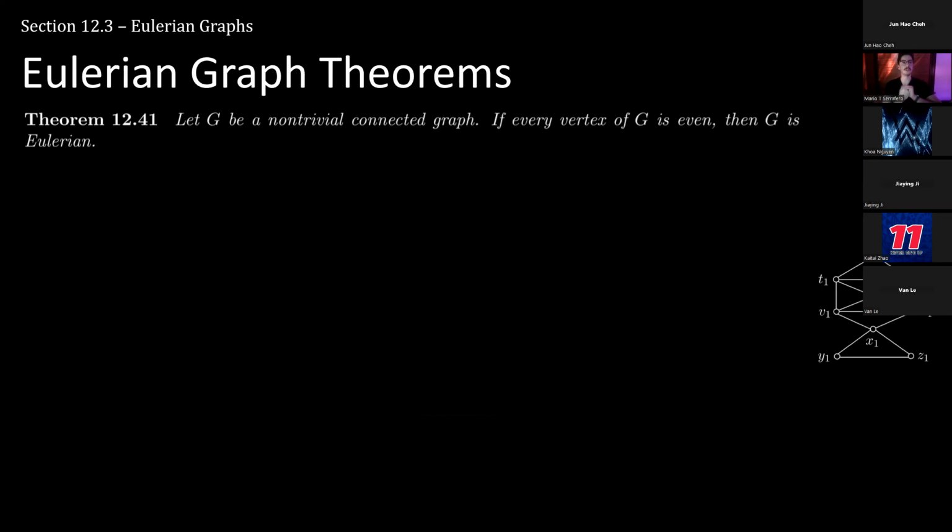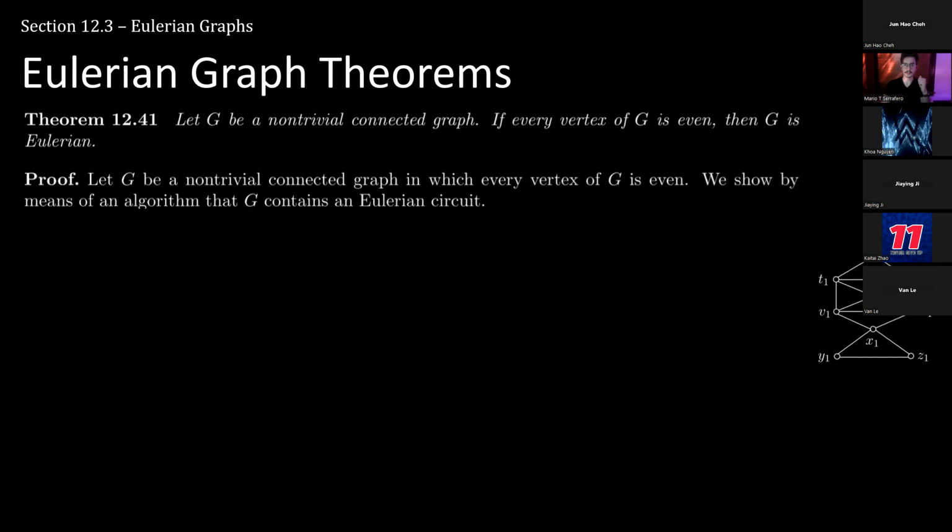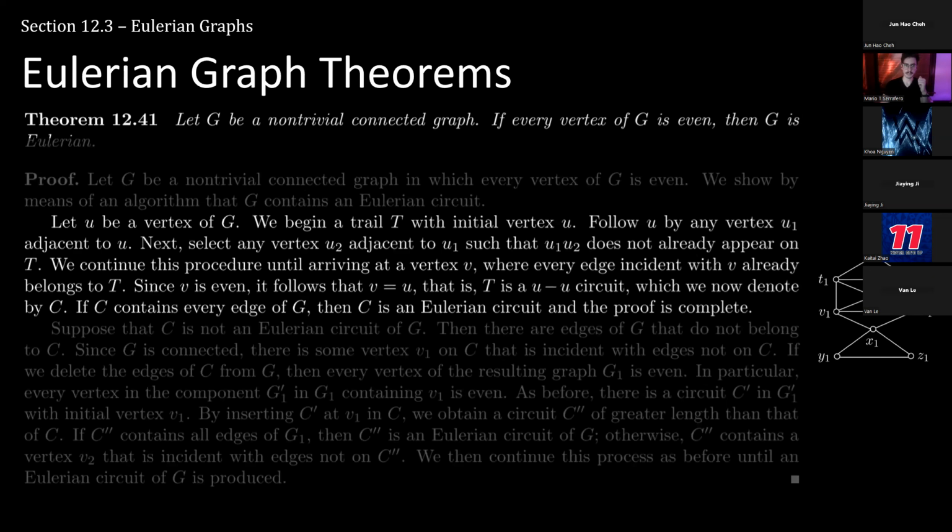Okay, so let G be a non-trivial connected graph. If every vertex of G is even, then G is Eulerian. So this is the other way. And this one I'm not gonna cover because I don't have time, and I think it would take me a lot of time. But you should read it by yourself.